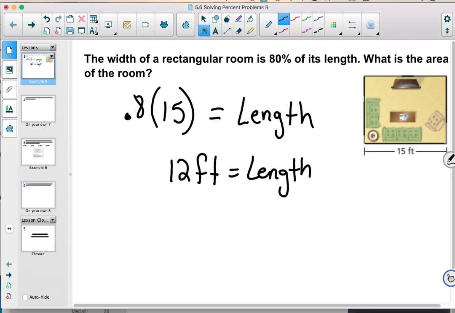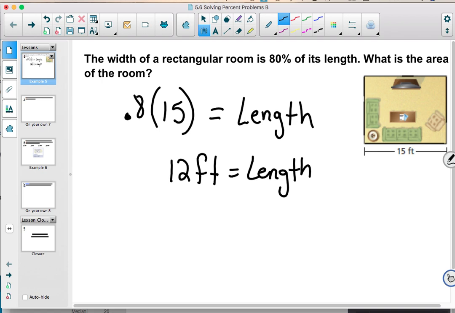Have I answered the question? Is that what the story problem's asking us for? No. What is the story problem asking for, Cashton? The area of the room. So I got to know what the area is. How do I get the area of a room? How do I get the area of a rectangular room?